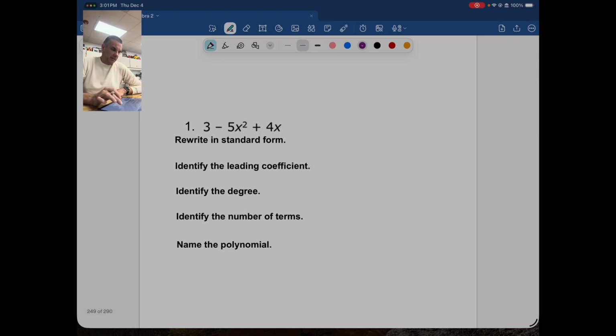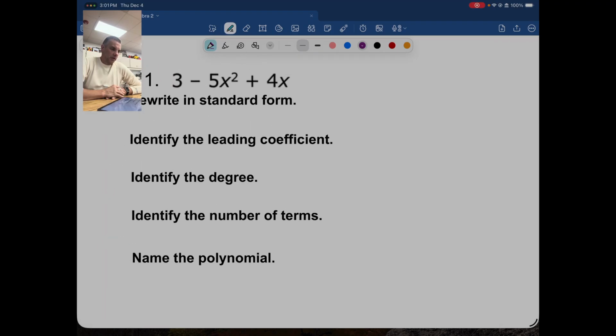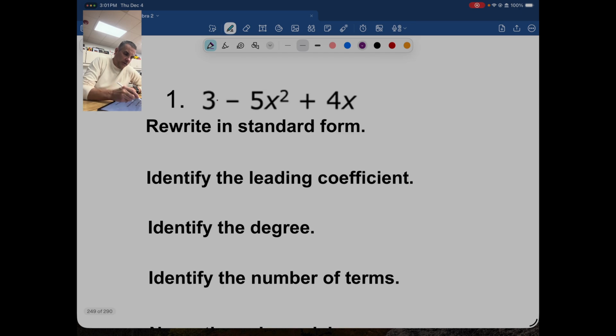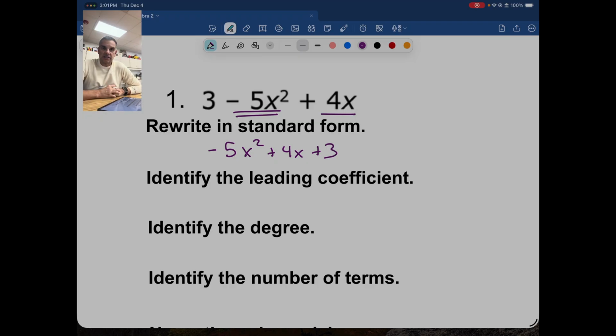Okay, so let's look at some examples of doing this. We've got several things we're going to do with this one. We're going to write it in standard form first. So 3 gets no underlines, this gets 2, this gets 1. 2 has to come first along with the symbol. So negative 5x squared, 1 line plus 4x. There's no symbol in front of the 3, so it's plus 3. So there it is in standard form: 2, 1, none.